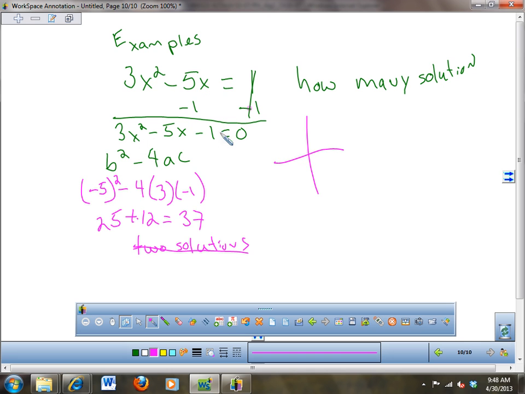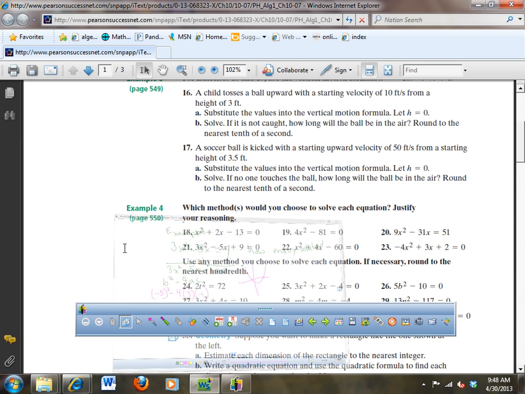And I'm not sure what this graph looks like, but what I do know is that it's going to cross the x-axis twice. And so when you're looking for answers, you know you're going to have 2 answers. Okay? Another example, 2 more examples, and a word problem, and then I'll be done. Let's try another one. Should we do a you try? Let's just do a me try, and then we'll do a you try.